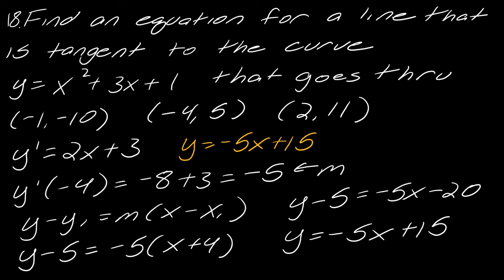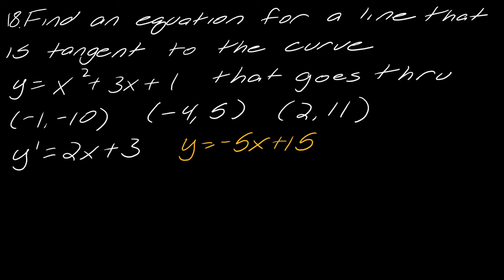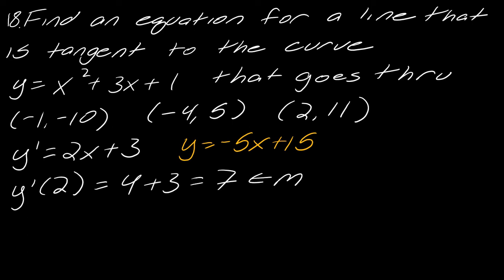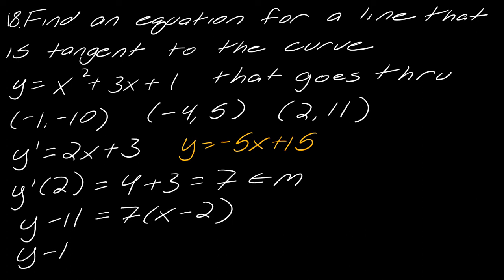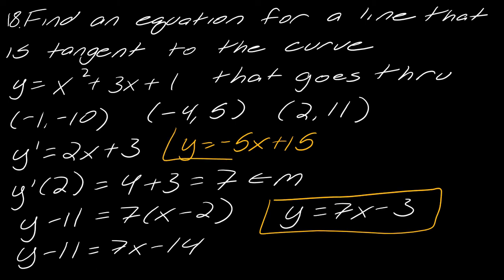And now I need to work on the equation for the other point. So let me clear some space. Okay, so now I can take a look at y prime of 2, working through the second point. This is going to give me 4 plus 3, so my slope is 7, and that will be my slope for my point slope equation. Plugging all my information in, I'll have y minus 11 equals 7 times x minus 2. So I get y minus 11 equals 7x minus 14. And in the end, I will have y equals 7x minus 3. So this is one line and this is the second line. That was definitely a good, difficult problem.